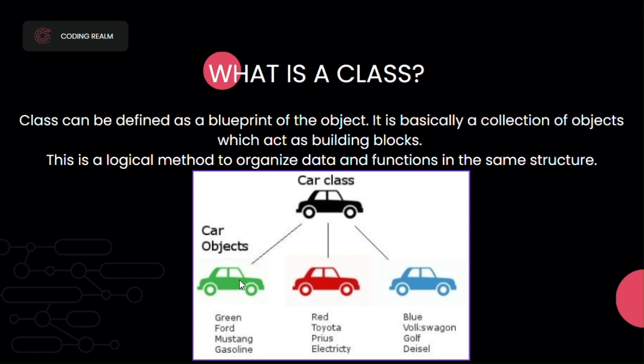This is an example of a class in object-oriented programming. We have a class car and we have three car objects.